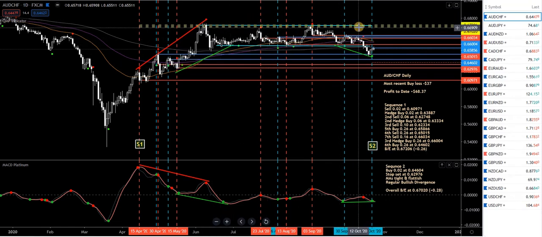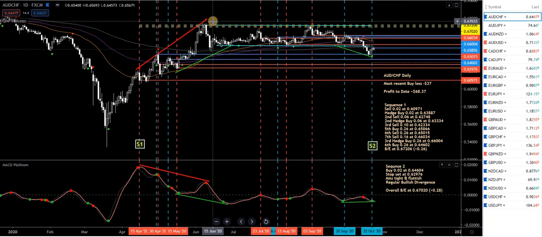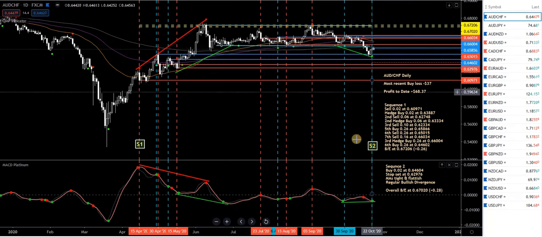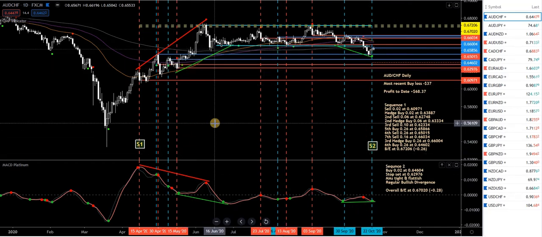Blue trend lines, if you read my notes, just mean I'm looking at something. In this case, that's a big sort of resistance level up here. This was a support level. We're trying to get back up to it. Red lines, bearish divergence. Green lines, bullish divergence, either forming or formed. So that's it for the Aussie Swiss.